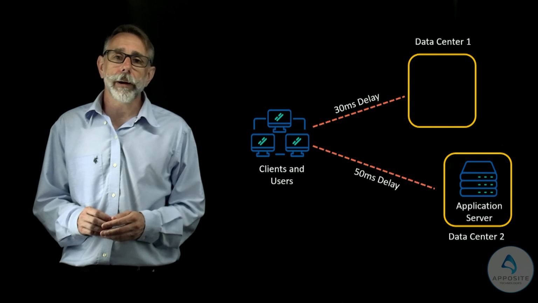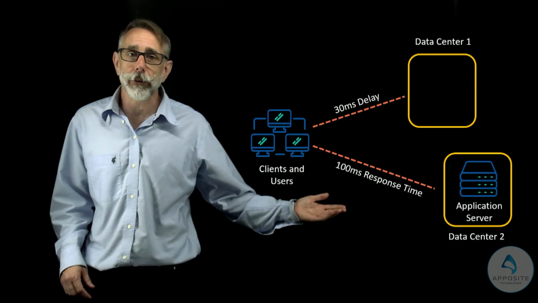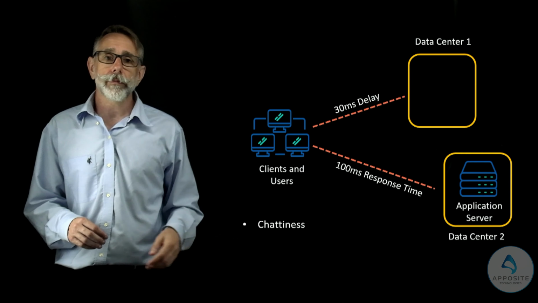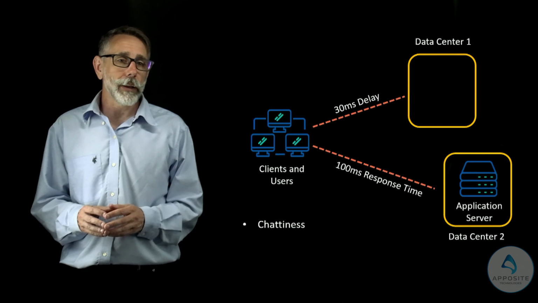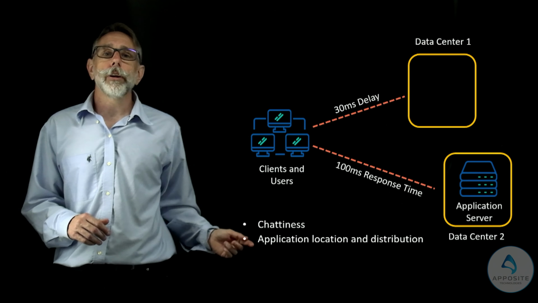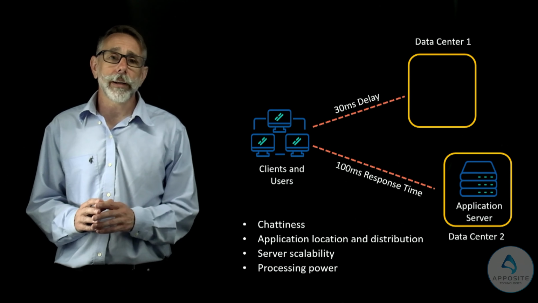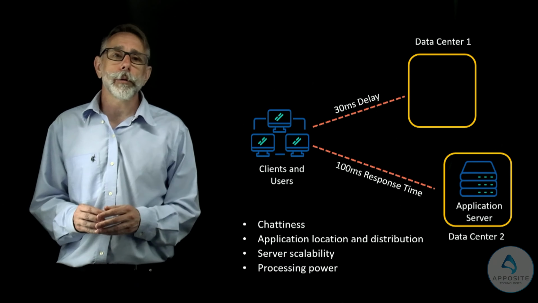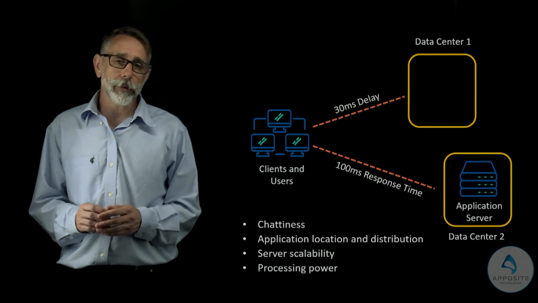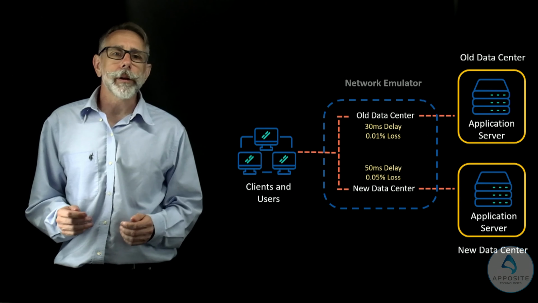Because of the multiplying effect of network latency and impairments, the impact on application performance can be exponential. Some factors that influence performance degradation include chattiness, the number of messages exchanged between the client and the server for each transaction, application location and distribution, server scalability, and processing power. All of these can cause transactions to take longer, resulting in the prolonged allocation of server resources, which can significantly reduce performance.